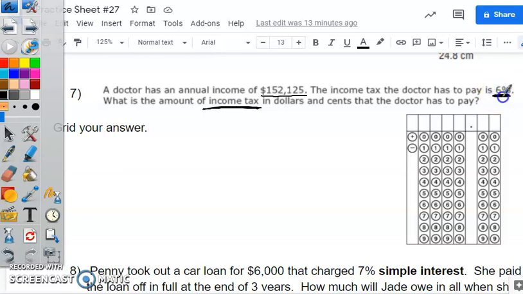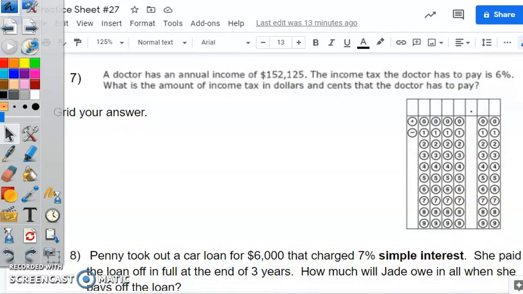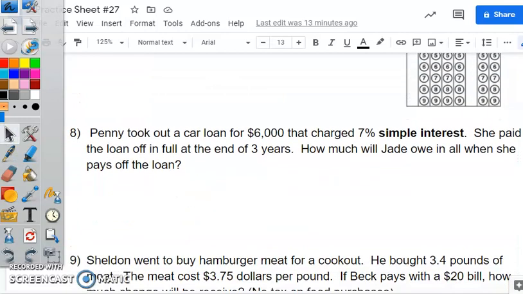So you're going to change the percent to a decimal and multiply. That's your answer, and you're going to grid it. Okay? Now, one thing I noticed is that I've already made a mistake here, so I'm going to fix it while you are on here, is that this name should be Penny. So I'm going to type that in.